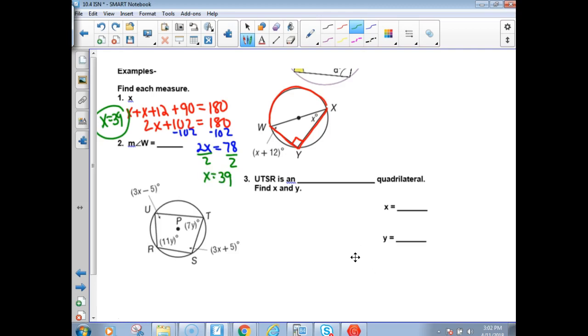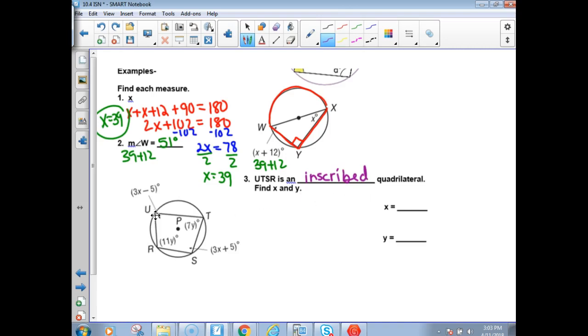All right, and then it asks us to find angle W. So that would be 39 plus 12, 51 degrees. Okay, and then using the other concept of opposite angles are supplementary, if you have an inscribed quadrilateral. It says UPSR is an inscribed quadrilateral.